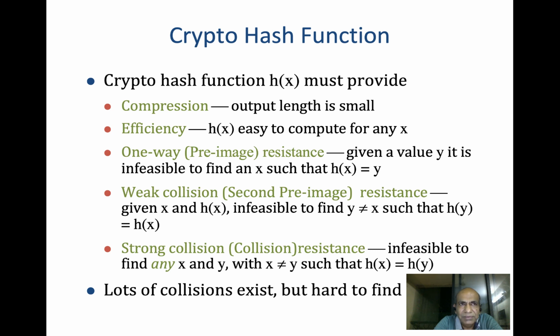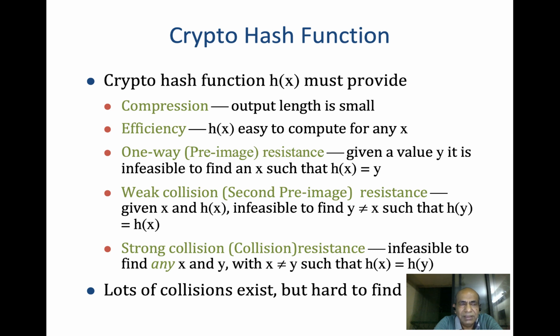If I give you some hashed output, say the hashed output of some password, is it possible to find two plain text passwords which hash into the same output? Ideally, this should not be the case. It means that given one hash output, it should be infeasible for somebody to find two inputs which will hash into the same output.